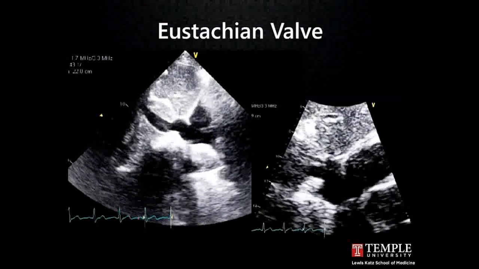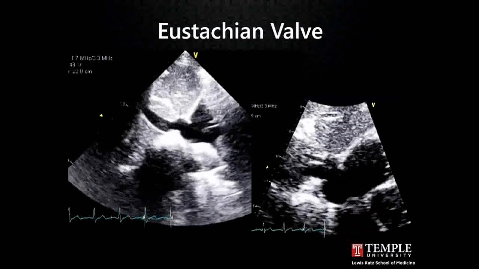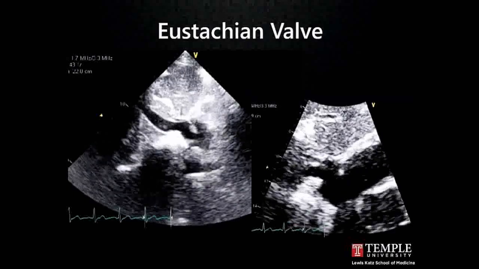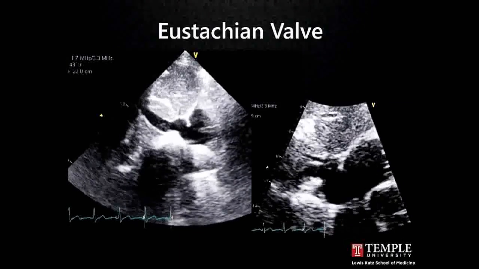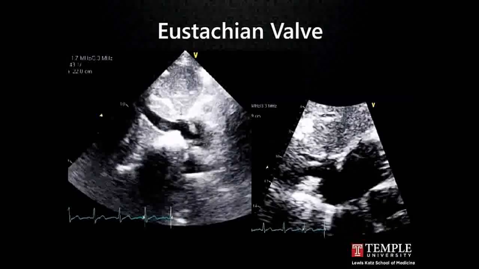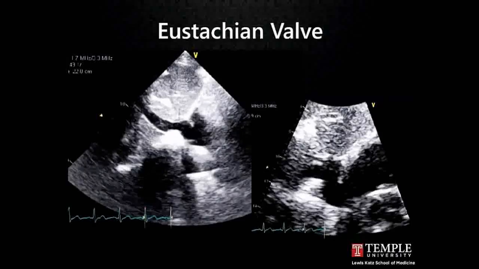So I'll show you some examples of Eustachian valves. So these are two Eustachian valves in subcostal projection. You can see the intrahepatic IVC, then the suprahepatic IVC, and then that structure is the Eustachian valve. And you can see how in the bottom right image, you can see how it could direct flow just across that atrial septum here in that subcostal view.